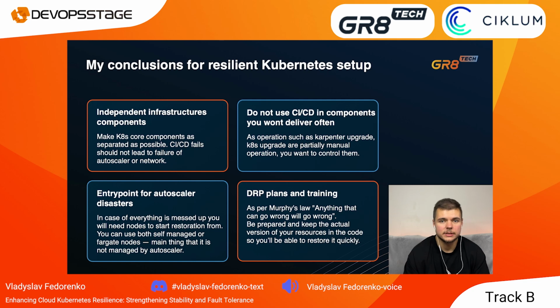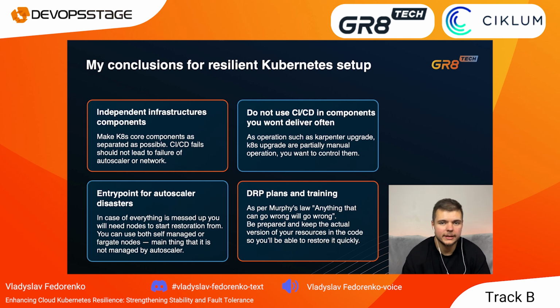The third part is a separate node pool. It is our important entry point for disaster recovery. We always have two nodes that keep Cilium, Kyverno, Karpenter and other important components. Even if everything in the cluster is broken, you have these two nodes where you can start from and deploy everything else. And the fourth part is a disaster recovery plan and training.